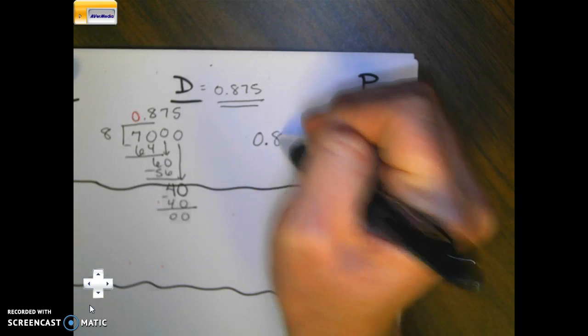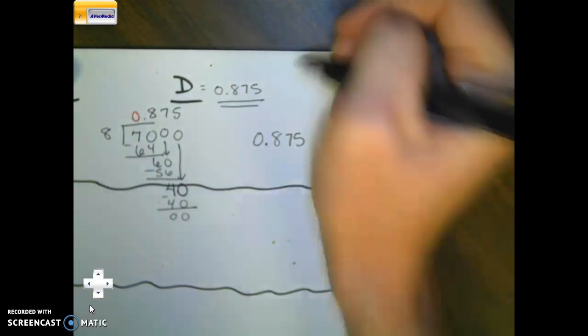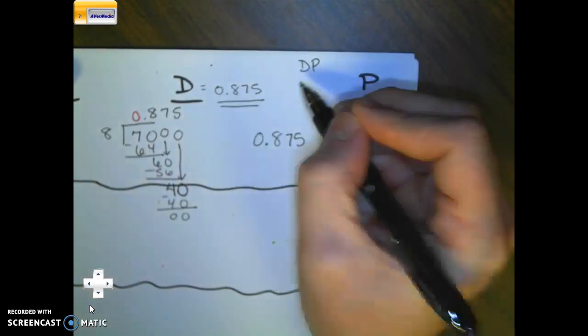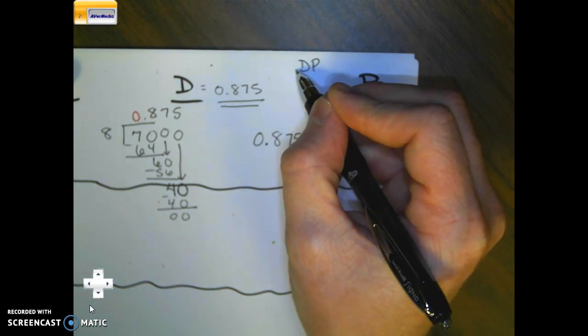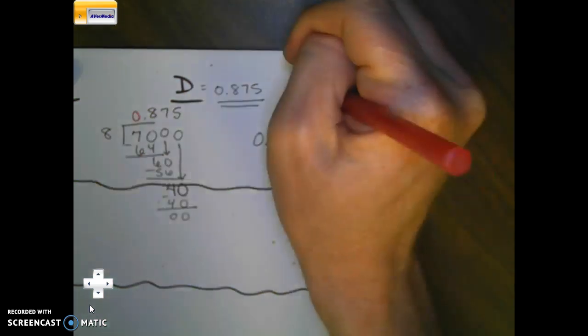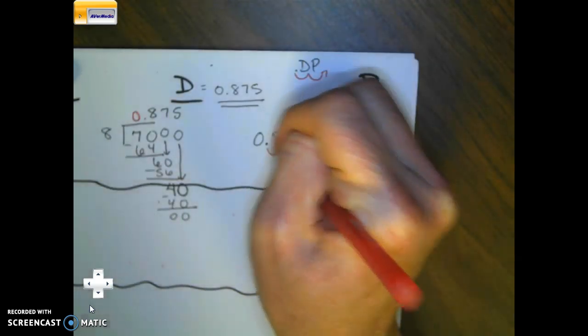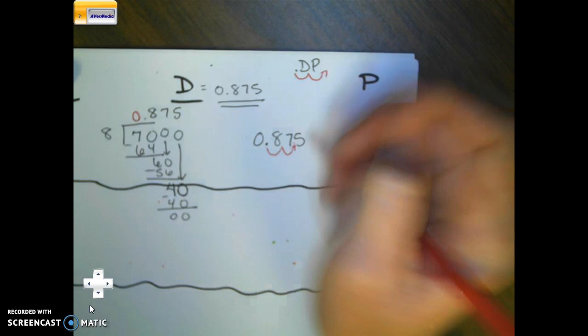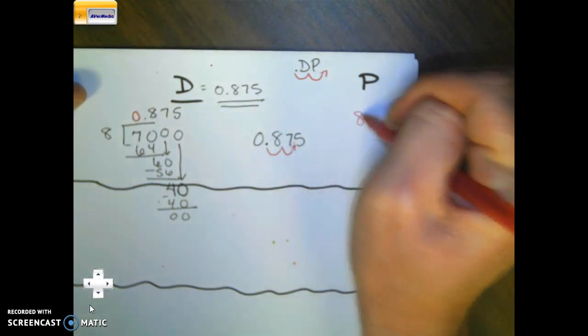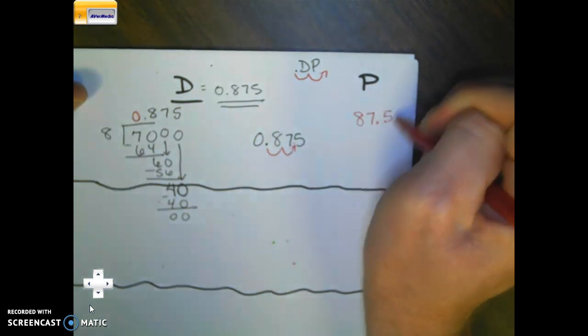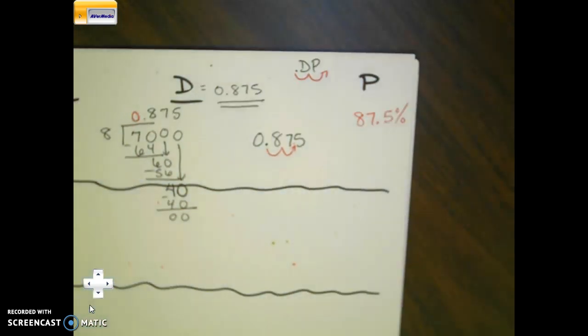Just go ahead and rewrite it. It's pretty easy. And if you use the Dr. Pepper method, remember, you're starting at decimal and you want to go to a percent, so you're going to move it 2 to the right. So you're going to go 1, 2, and where does it end up? Between the 7 and 5. So now the percent becomes 87.5%.